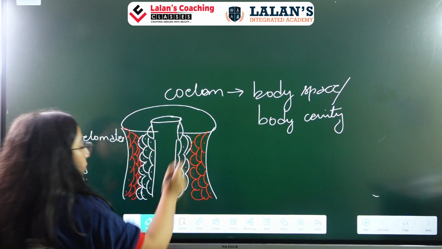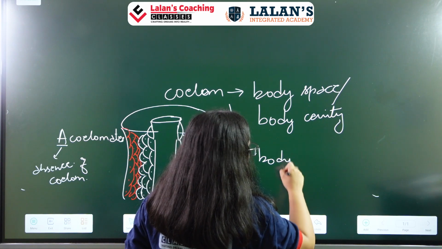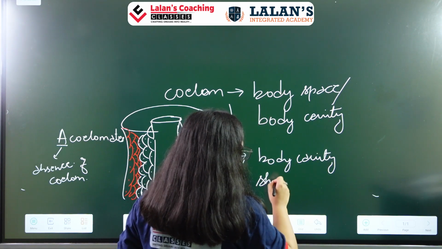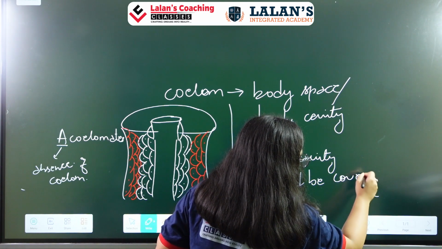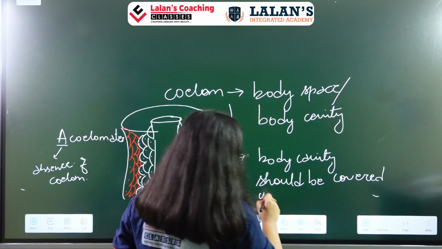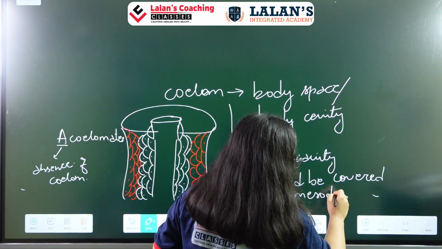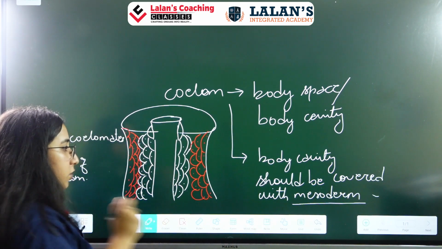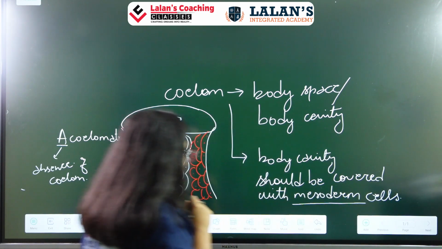Why? Because to be a coelom, the body cavity should be covered with mesoderm cells. As we had mentioned earlier, the mesoderm cells are the middle layer cells. It should be covered with mesoderm cells.